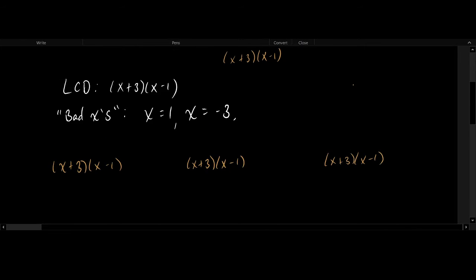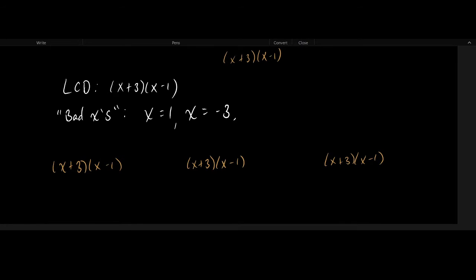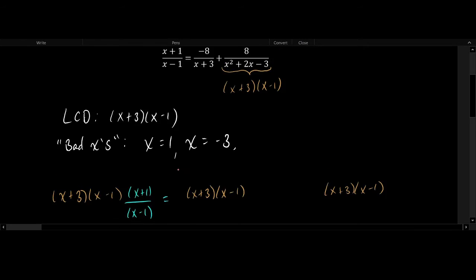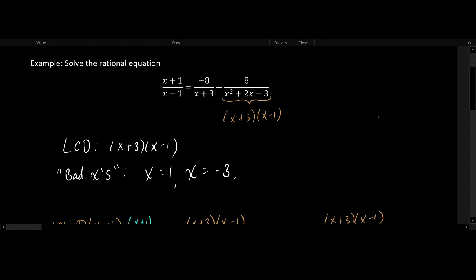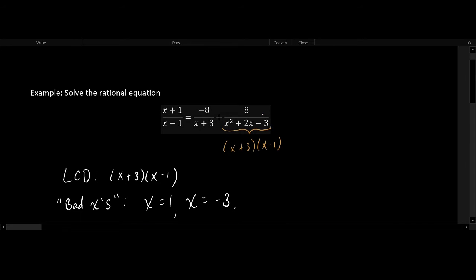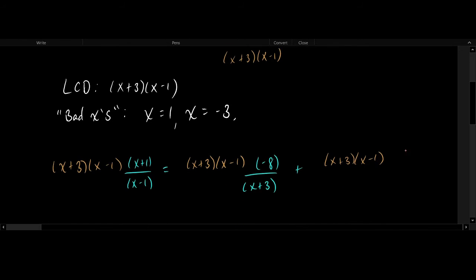Now fraction number 1 was equal to (x+1)/(x-1). Fraction number 2 was equal to negative 8 over x plus 3. And fraction number 3 was equal to positive 8 over (x+3)(x-1).